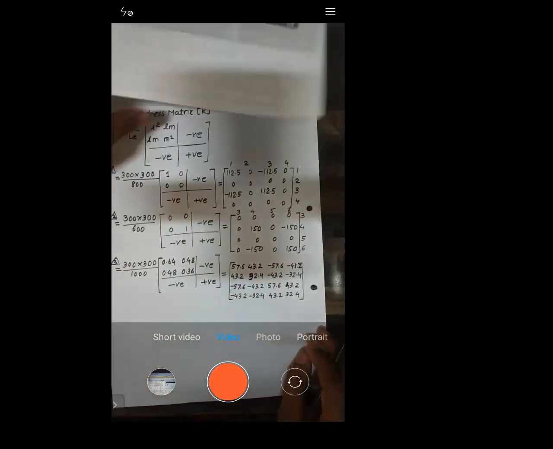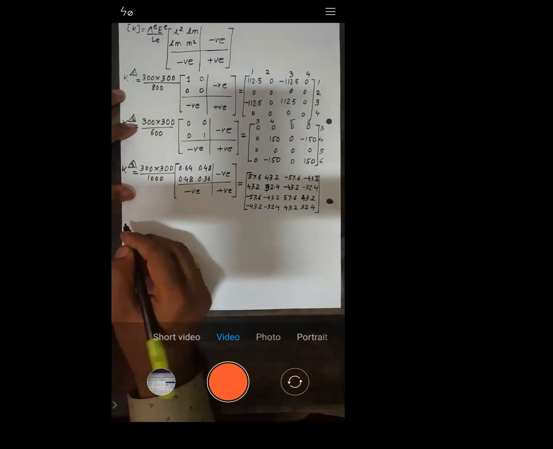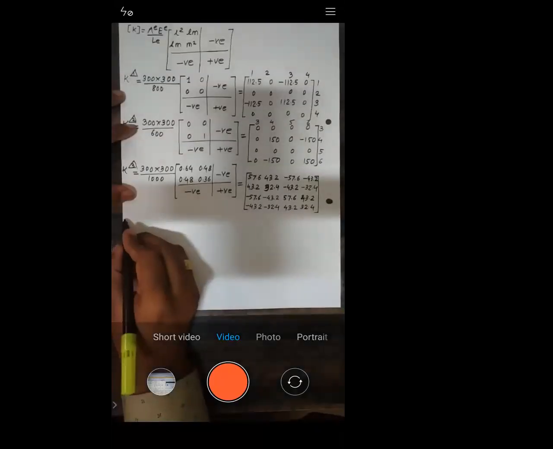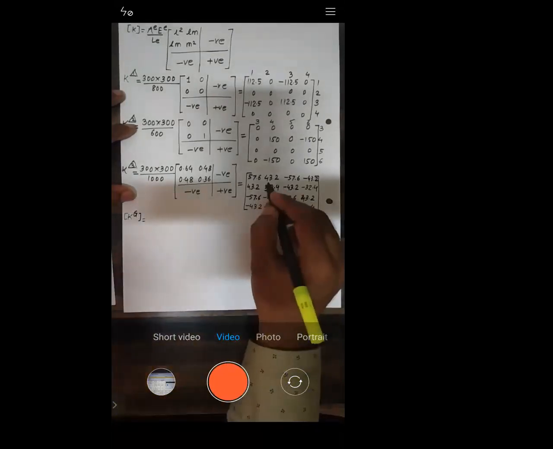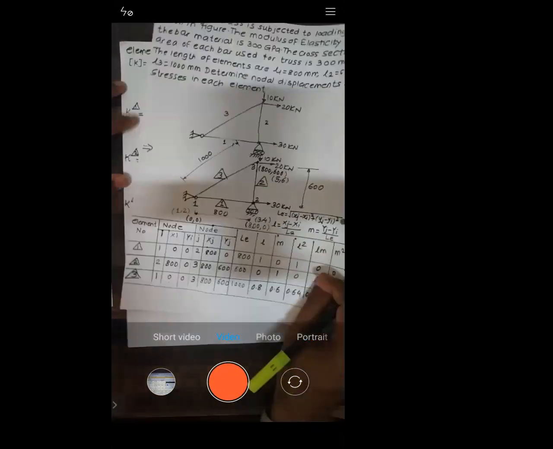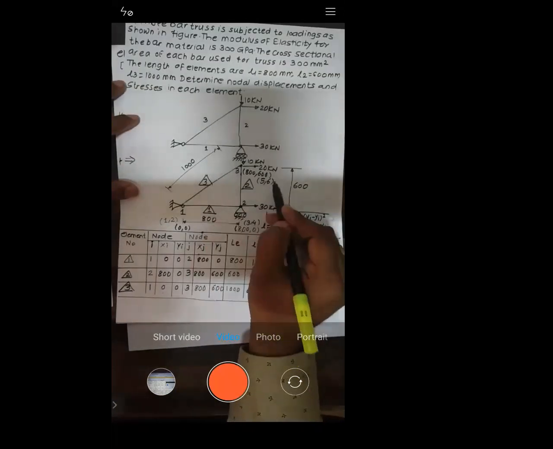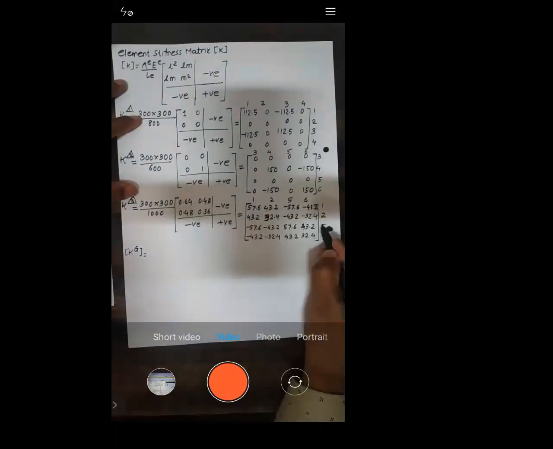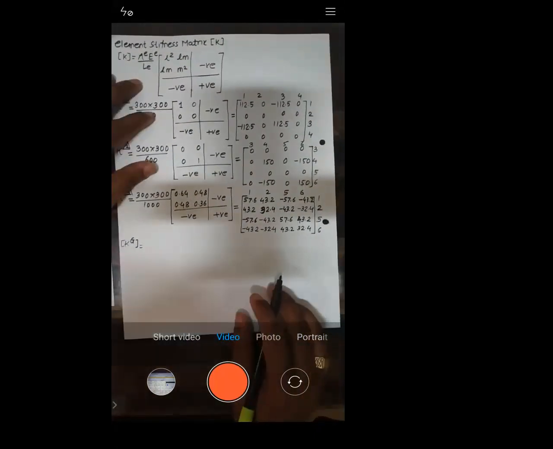Now we have the element stiffness matrices. Now we should form the global stiffness matrix. So can you tell me what is the size of the global stiffness matrix? We need to write down the names, right? So for element number 3, it is 1 2 5 6. We need to give it 1 2 5 6. Similarly here 1 2 5 6. Now let's form the global stiffness matrix.